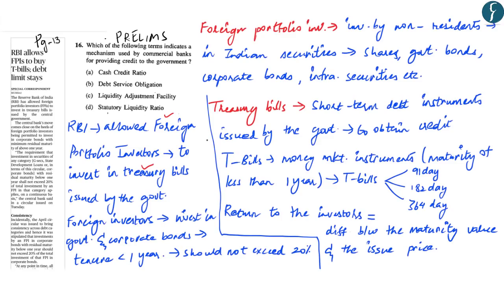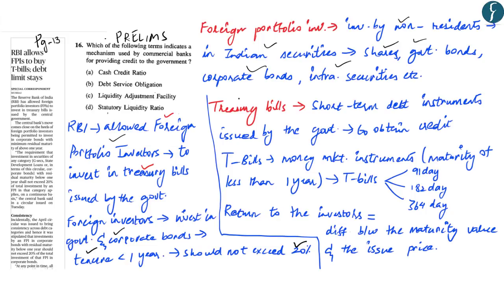So let's revise what we have understood from this. Basically, this article says that RBI has allowed foreign portfolio investors to invest in treasury bills that are issued by the government. These foreign investors can also invest in government and corporate bonds that have a tenure of less than 1 year. However, the total investment in these short-term securities should not exceed 20% of the total investment by foreign investors. After this, we have understood the meaning of foreign portfolio investment, which means investment by non-residents in the Indian securities such as in shares, government bonds, corporate bonds, infrastructure securities, etc.